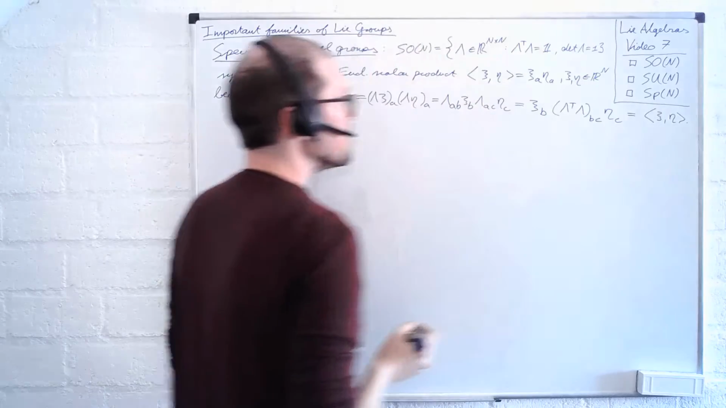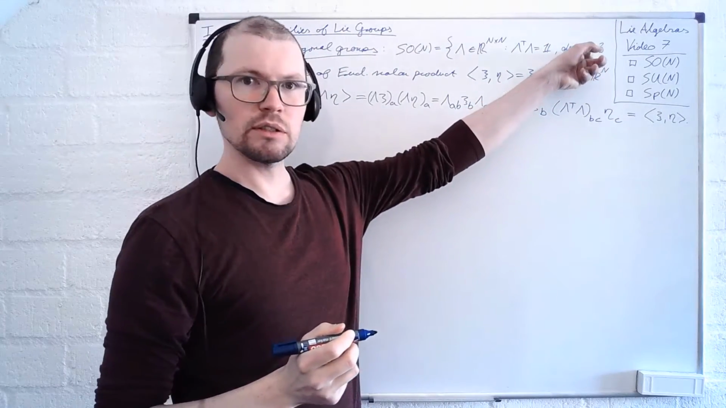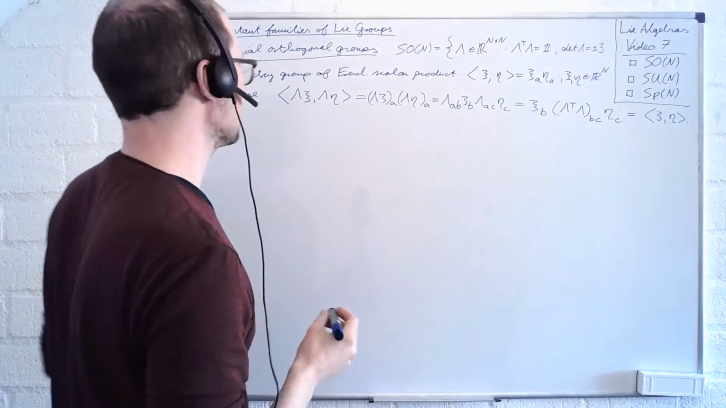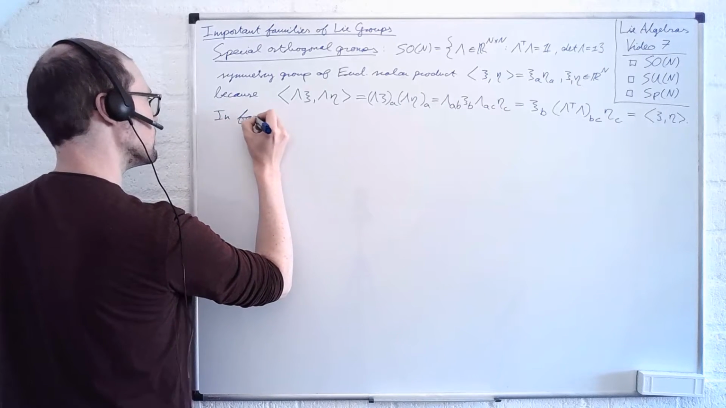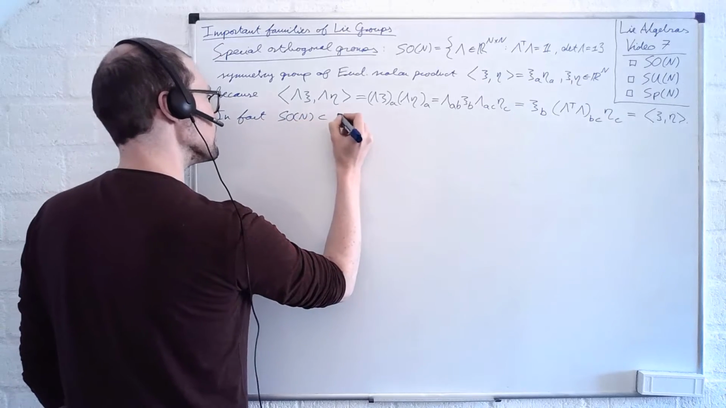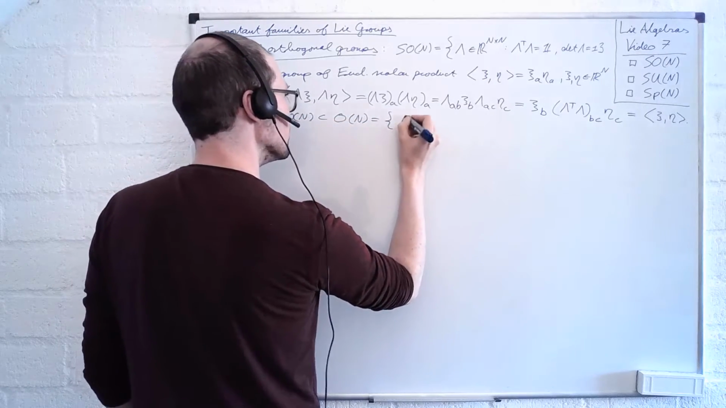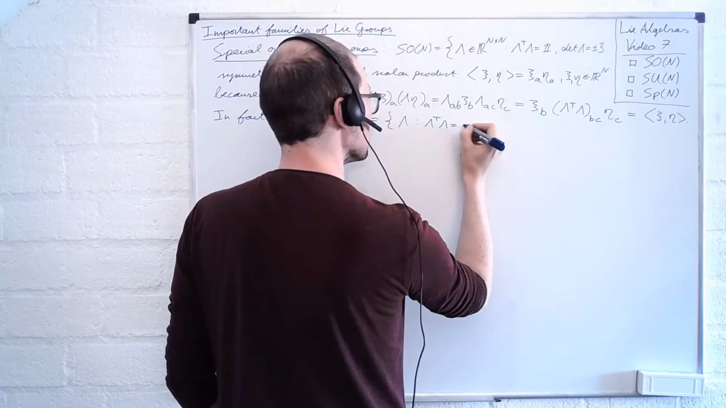Now one thing you should notice is that I have not used here the condition that the determinant of this matrix lambda is equal to 1. So in fact there is a larger group. SO(n) is really a subset of the orthogonal group O(n). This is the set of matrices lambda that are just orthogonal.